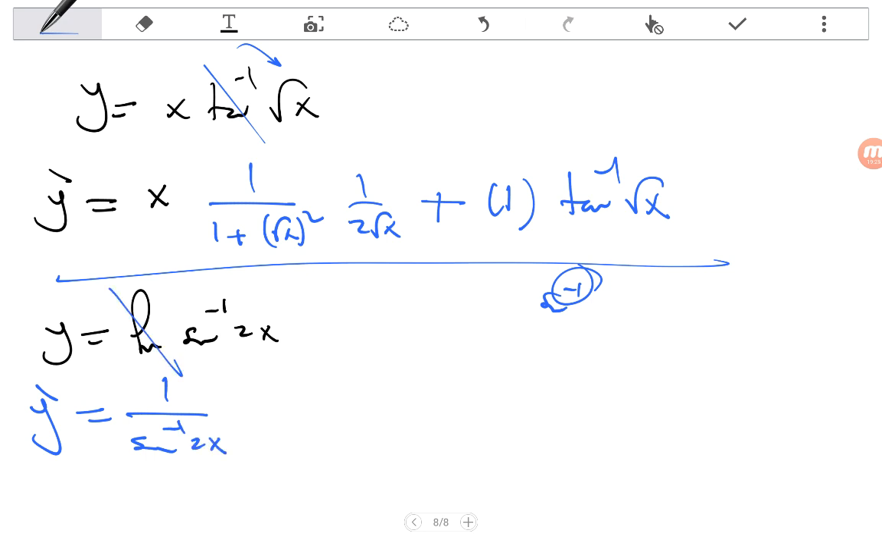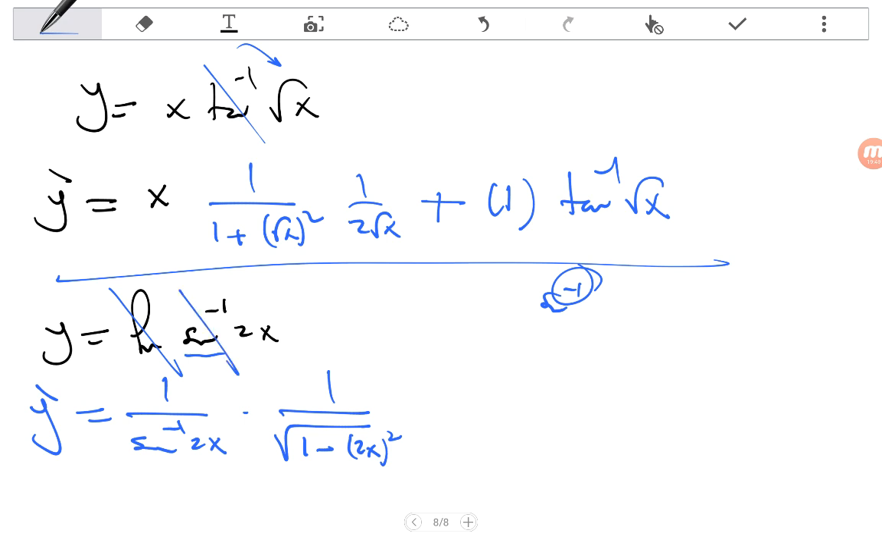Now I go inside the ln. What is the first function that I will encounter? It is the sine inverse. What is the derivative of sine inverse? It is 1 over the root of 1 minus what is inside squared. So it will be 2x all squared. You need to remember the rules. You need to memorize the rules of the table.